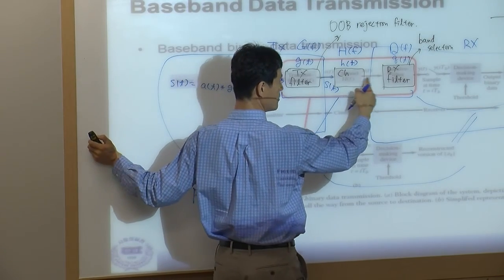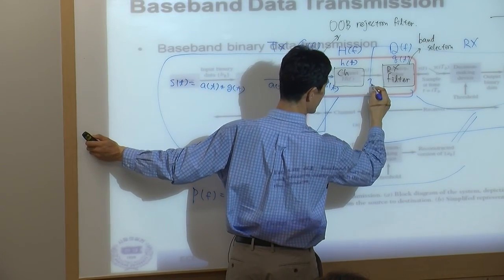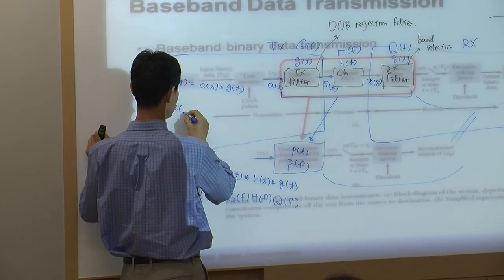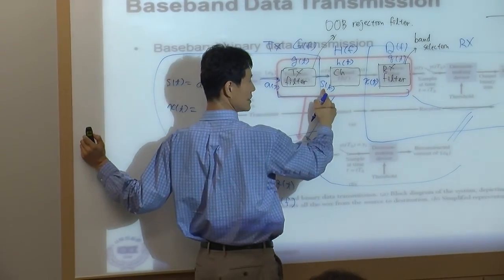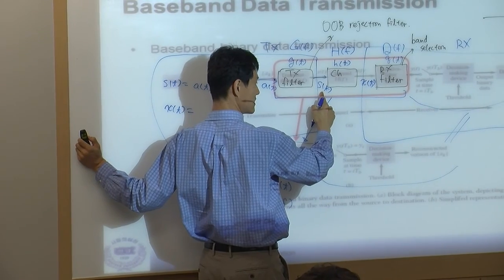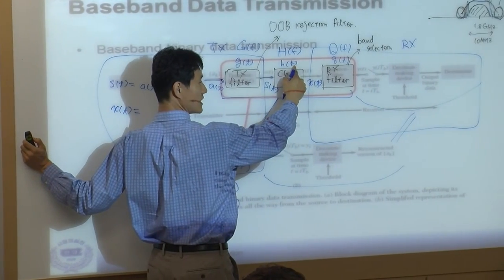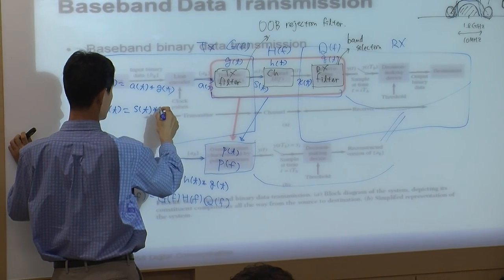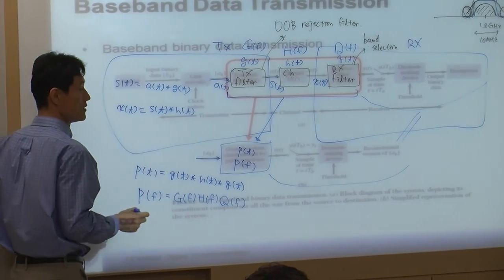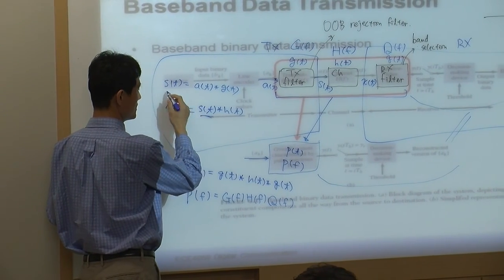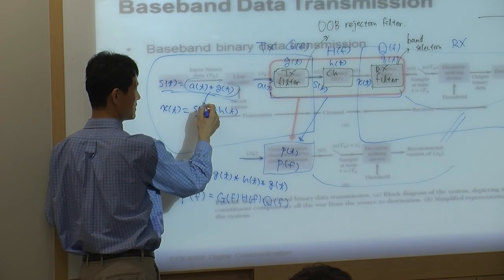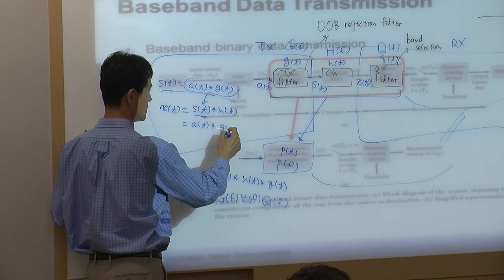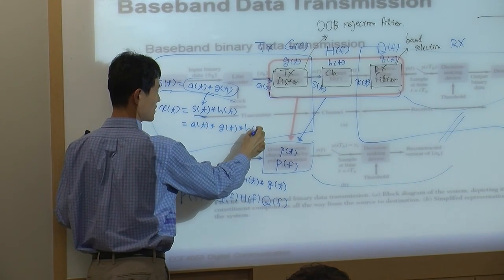Now what's going to be the output from the channel? Let's call this one XT. This XT equals the input to the channel. The input to the channel is ST convolved with HT. But what is ST? ST is this one. So put this one in here. Now we know that this is AT convolved with GT, convolved with HT.